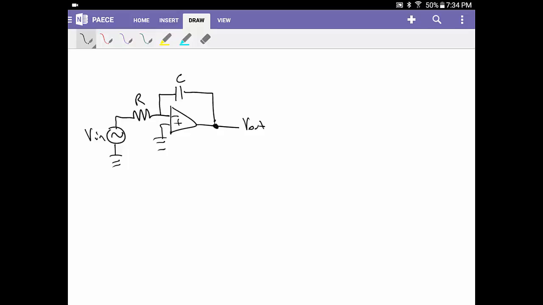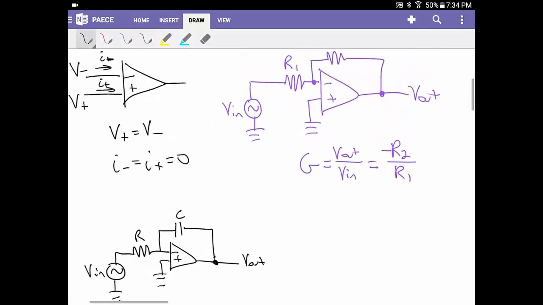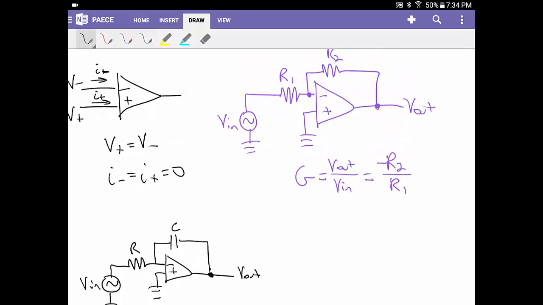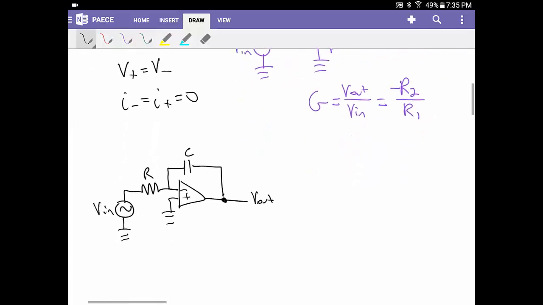One of the reasons I really, really strongly suggest you get very familiar with the inverting amplifier is because once we can represent this capacitor and this resistor both as impedances, we can treat them in the same way that we did the resistors in our inverting amplifier. So our gain is going to very easily just be -1 times the feedback impedance all over the series impedance, or the input impedance.